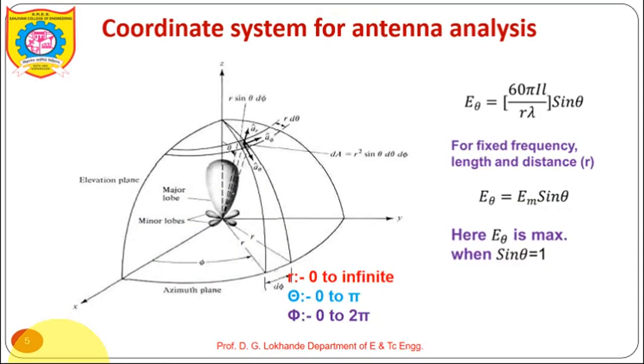Now, coordinate system for antenna analysis. So in the given figure, at the center point, here the test antenna is available, and at some distance r, the specific probe antenna, the antenna which needs to observe the specific pattern of the particular test antenna, will be moving in all directions.